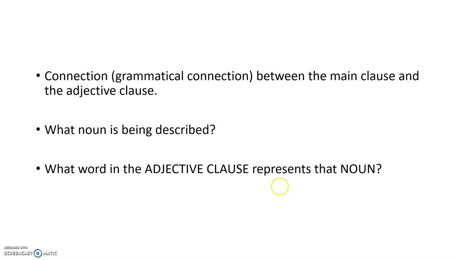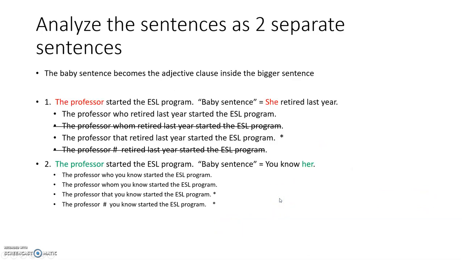This has to do with thinking about the connection, and I mean the grammatical connection between the main clause and the adjective clause. This has to do with what noun is being described and what word in the adjective clause represents that noun. I don't blame you if you're still confused. Let's keep going. Okay, I'm hoping that maybe this will help a little bit.